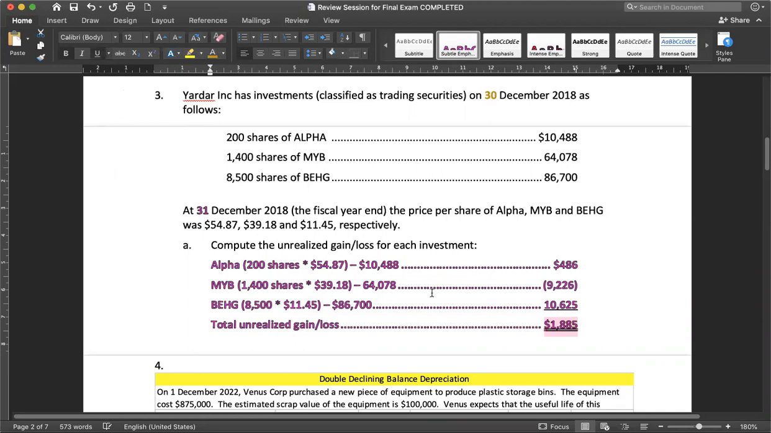Now, this unrealized gain here, because these are trading securities, and let me just emphasize this up here, these are trading securities, so this unrealized gain is going to be reported in the income statement. If they were available for sale securities, then this unrealized gain would be part of other comprehensive income and reported separately in the equity section of the balance sheet.